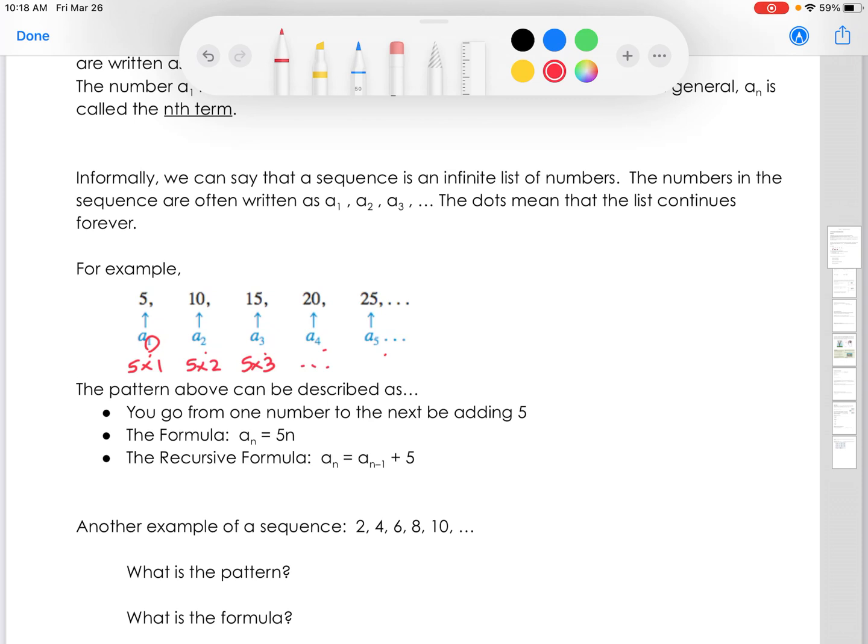We can also write this as what we call the recursive formula. For this recursive formula, we take the term prior to it and do something. So a sub n minus 1 just means the previous term. So to get the next term, we take the previous term and add 5. So to get 10, we said 5 plus 5. To get 15, we said 10 plus 5.